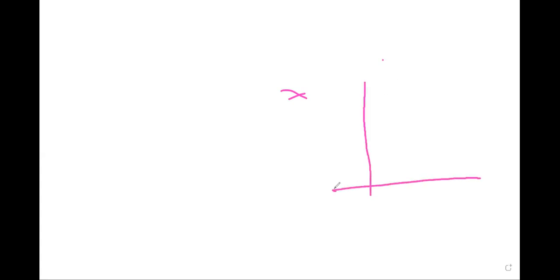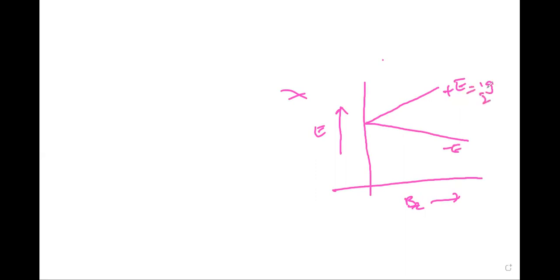So this is magnetic field Bz, this is energy E, then plus E energy and minus E energy. This value is 1 by 2 g mu B Bz and minus 1 by 2 g mu B Bz. So here, no field.